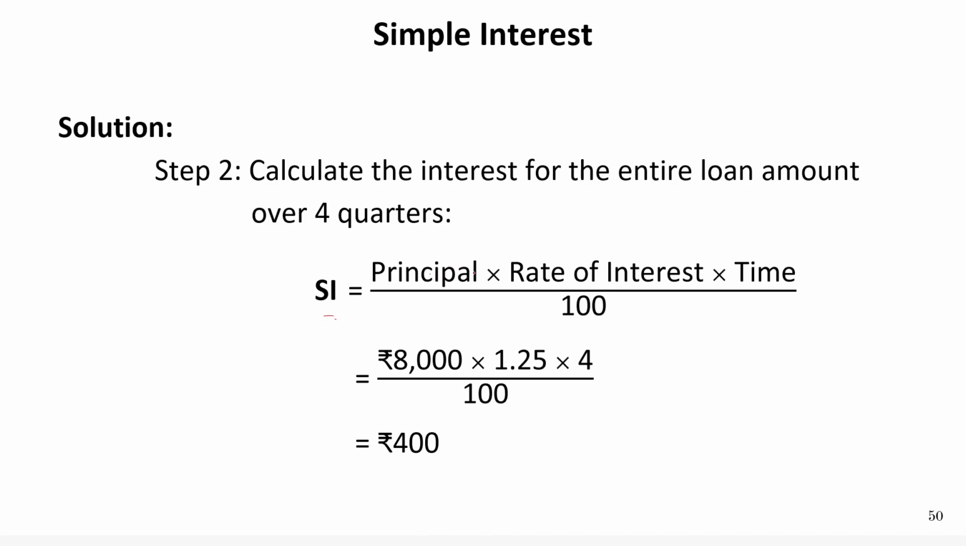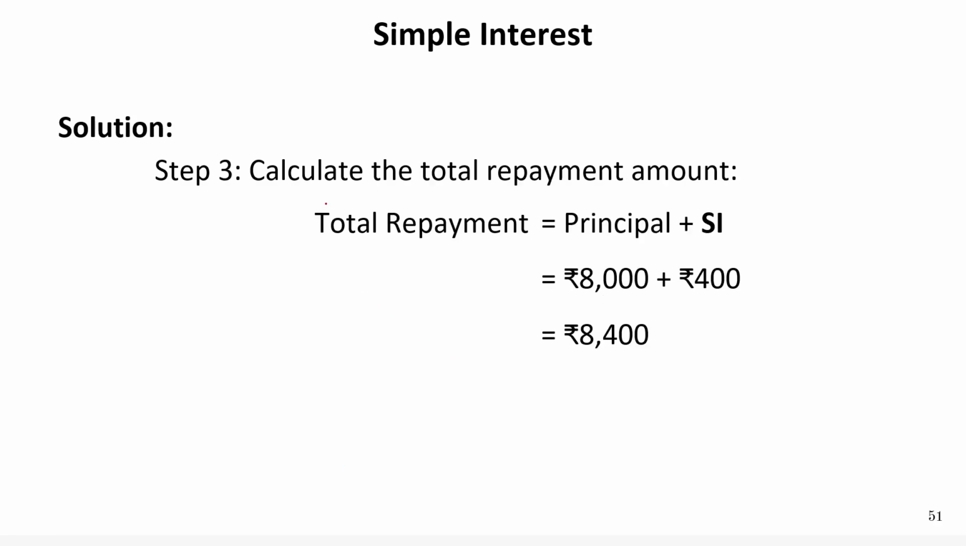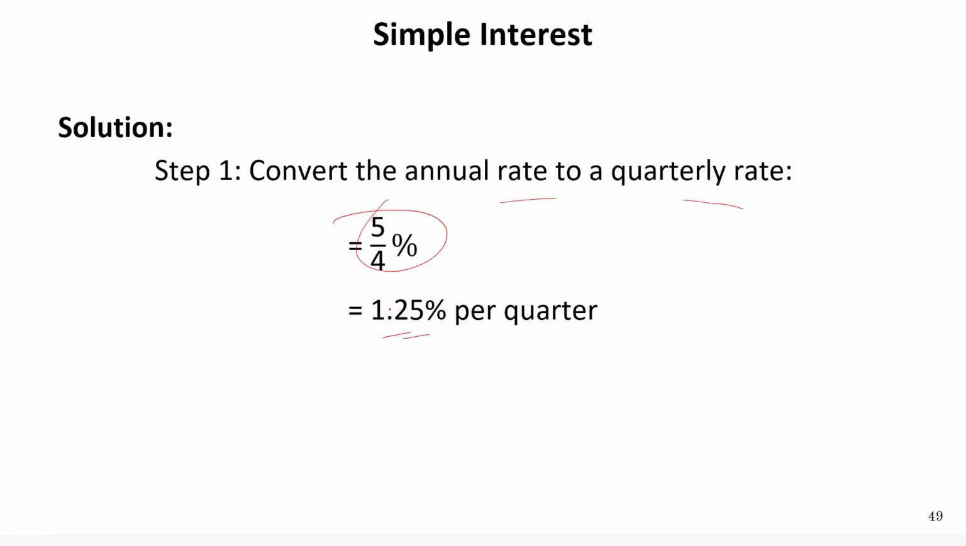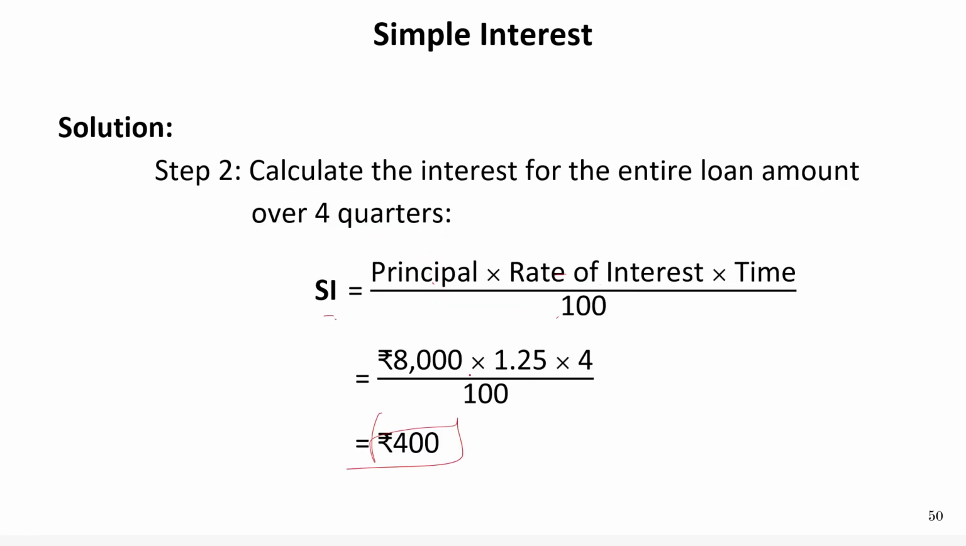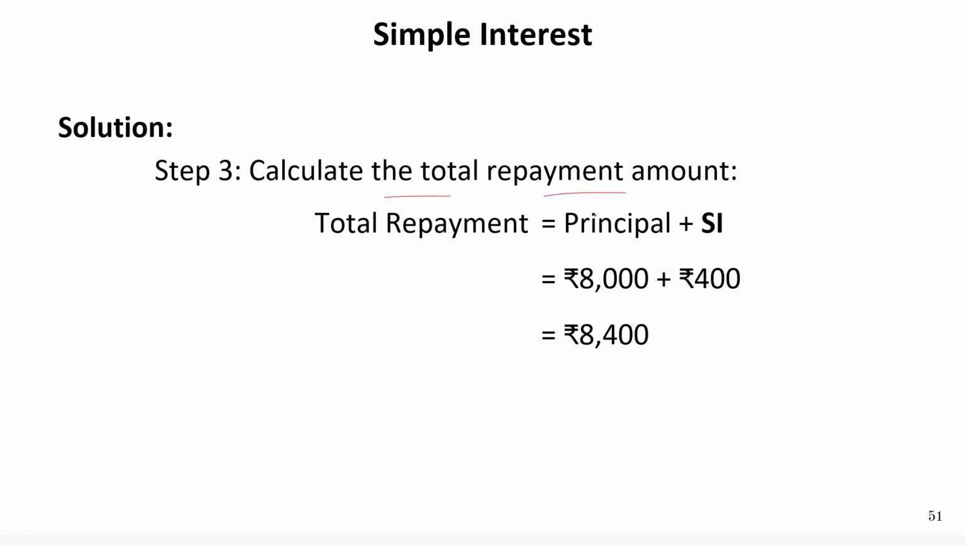So SI is equal to PRT by 100, principal into rate of interest into time by 100. So this is nothing but this much amount. So that is nothing but 400. Okay. So here it will be 1.25% because this much amount per quarter. Okay. So calculating the total repayment amount is equal to principal plus SI. So 8,000 plus 400 is equal to 8,400.